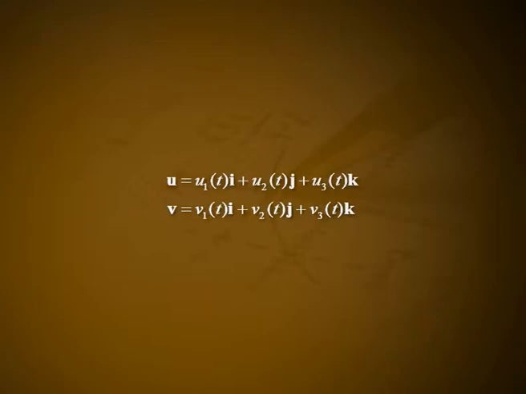Proof of the dot product rule. Suppose that u is equal to u1(t) i plus u2(t) j plus u3(t) k and v is equal to v1(t) i plus v2(t) j plus v3(t) k. Then d by dt of u dot v is equal to d by dt of u1v1 plus u2v2 plus u3v3, which is equal to u1 dash v1 plus u2 dash v2 plus u3 dash v3 plus u1 v1 dash plus u2 v2 dash plus u3 v3 dash, which is equal to du by dt dot v plus u dot dv by dt.